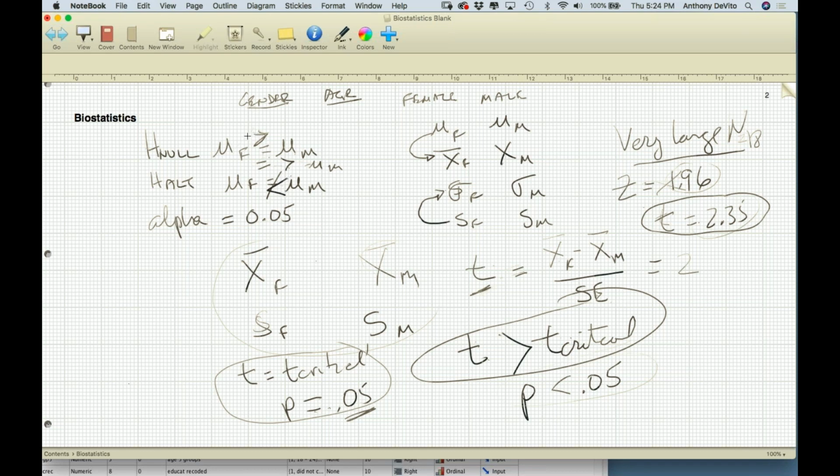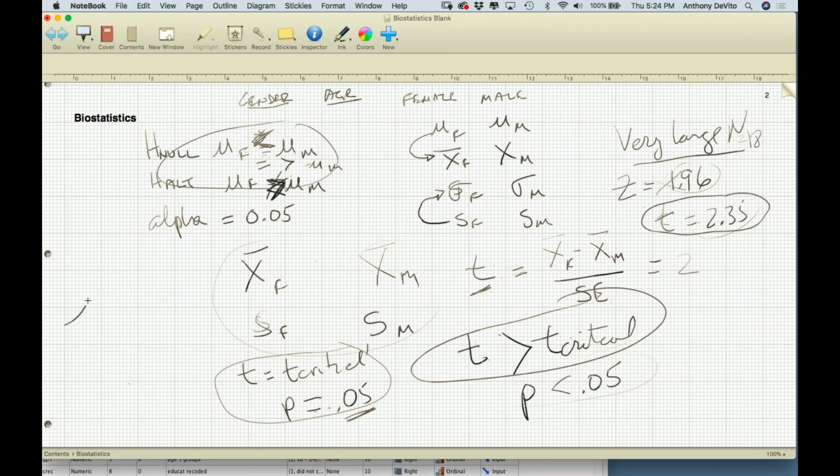Actually, I should have done it this way. The null hypothesis is that the males are older, right? Because that's what you're trying to disprove. And then if you reject that, you can say that the females are older than the men. You've proven what your point was. That's a single-sided test. A single-sided test is a less rigorous test than a two-sided test. So most of the time we're sticking to two-sided tests.